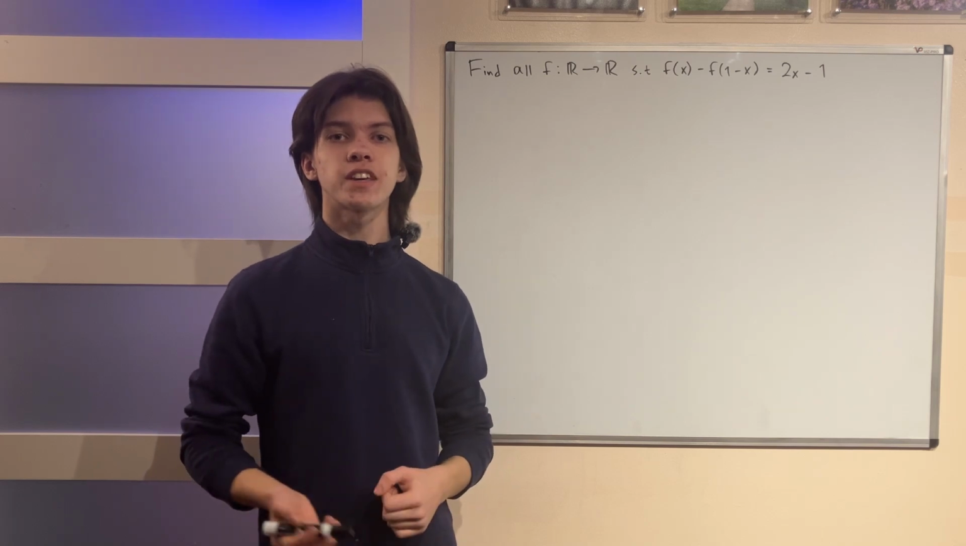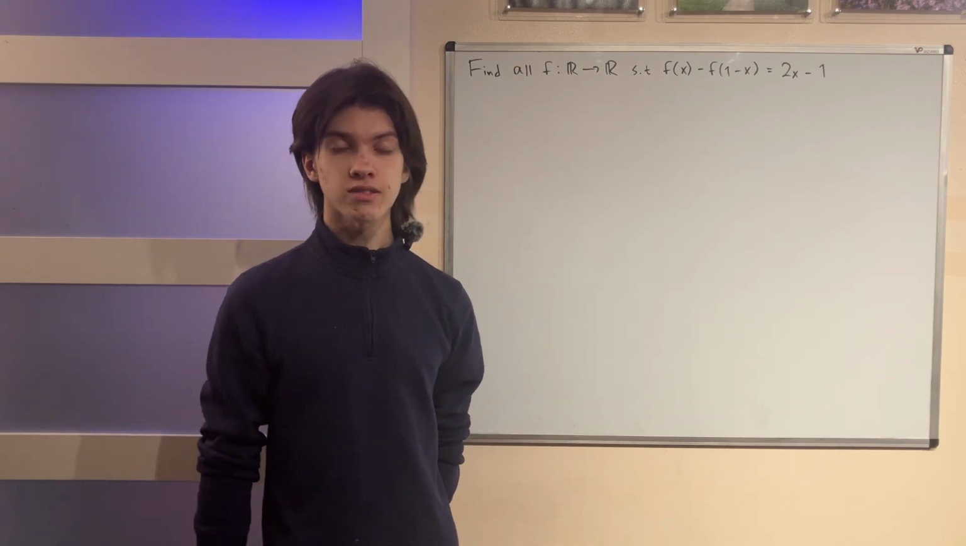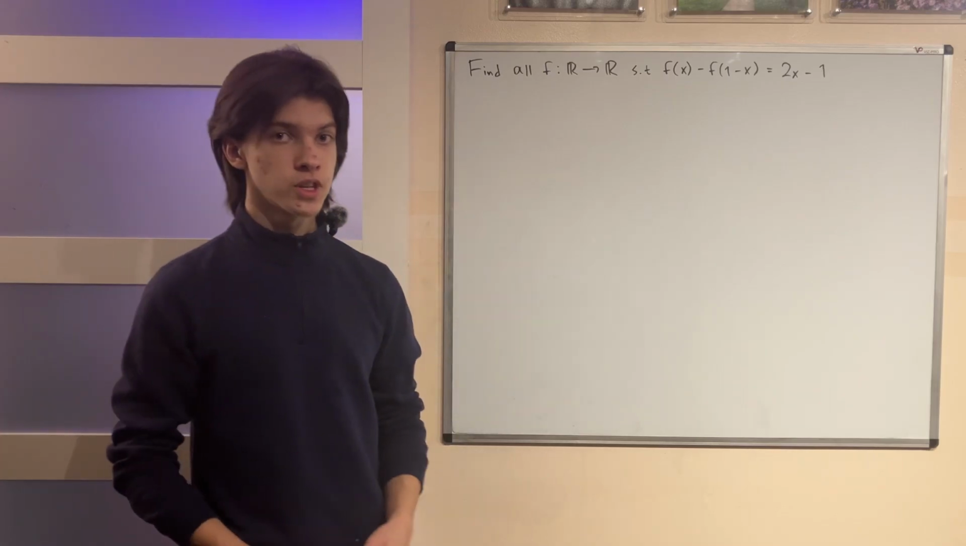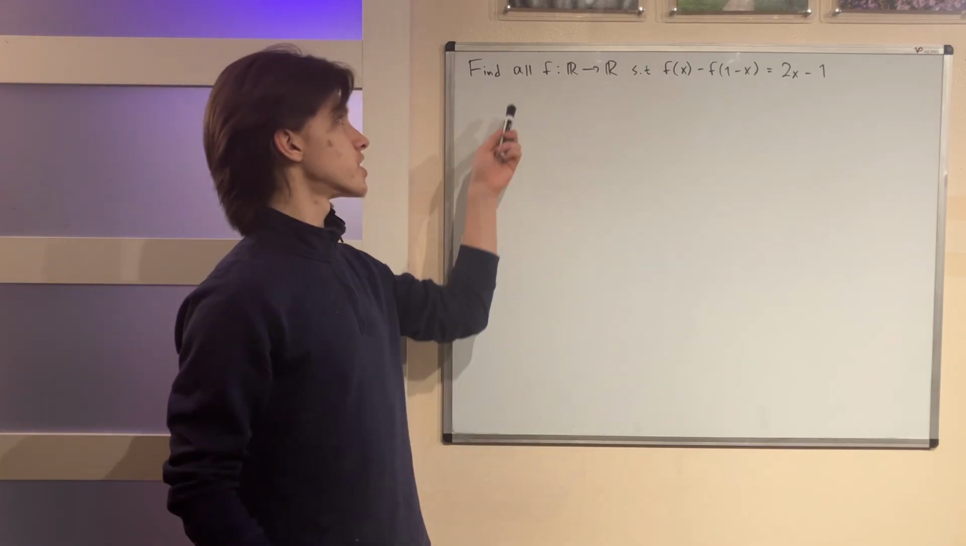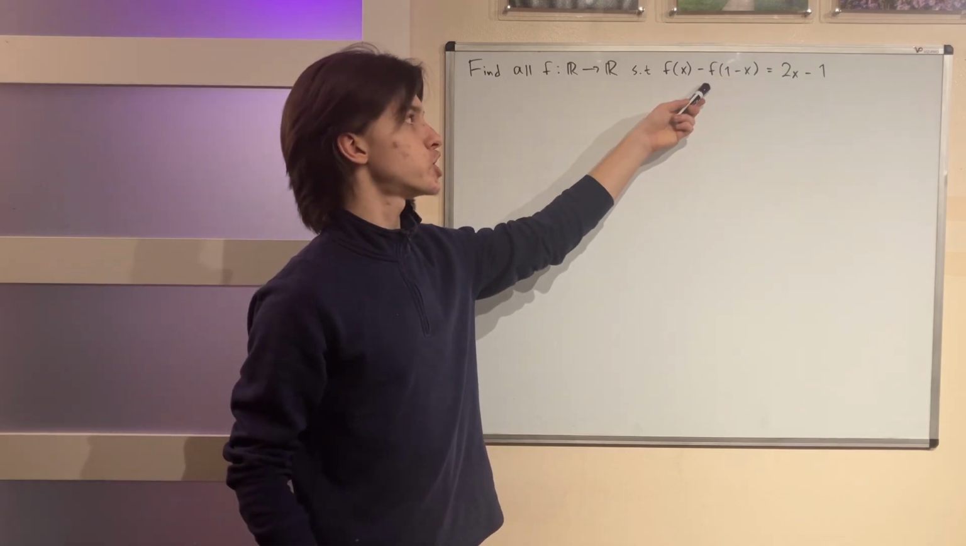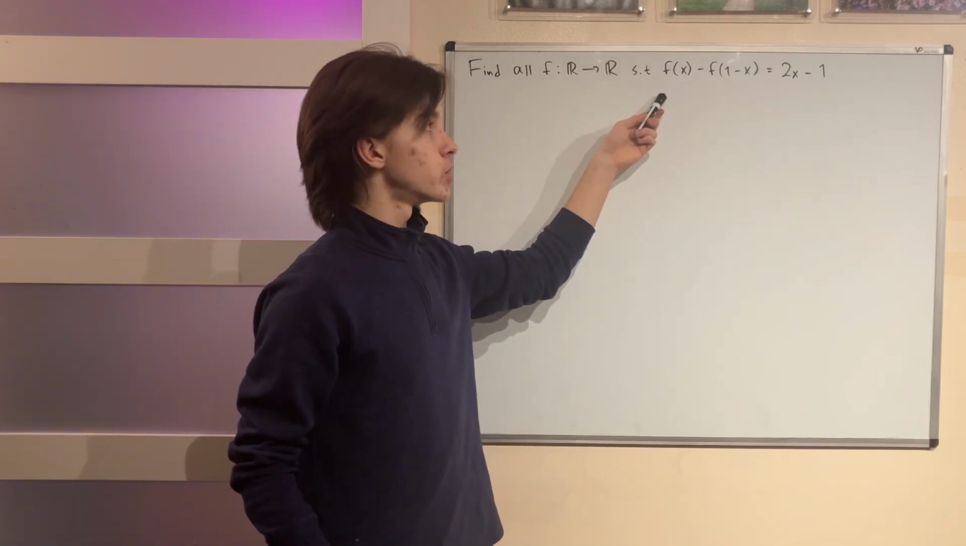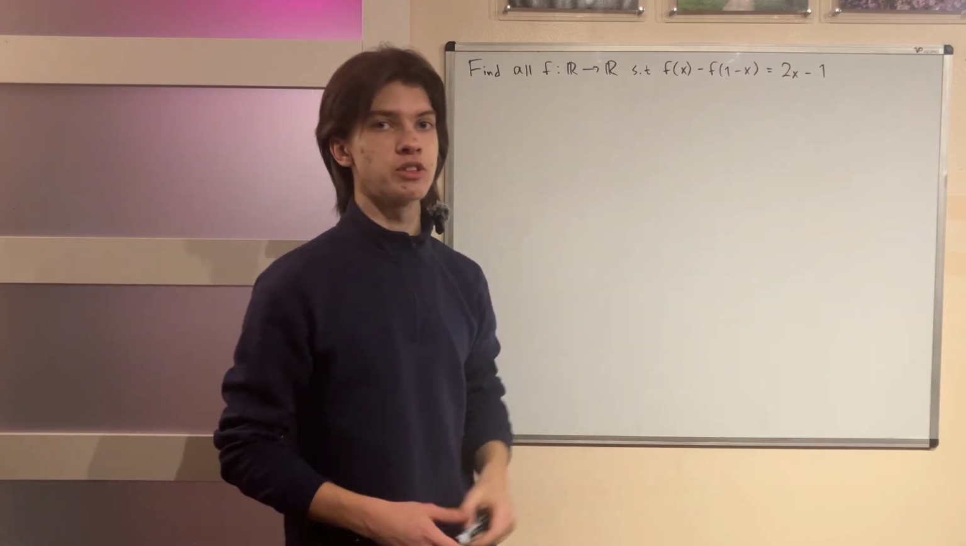Welcome everyone, and let's get right into solving this functional equation. To help us know where to start, let's think a bit more abstractly first. What's going on is that we need to find functions f such that when we subtract a linear transformation of f, in particular the transformation 1 minus x, from itself, we get in return a linear polynomial.